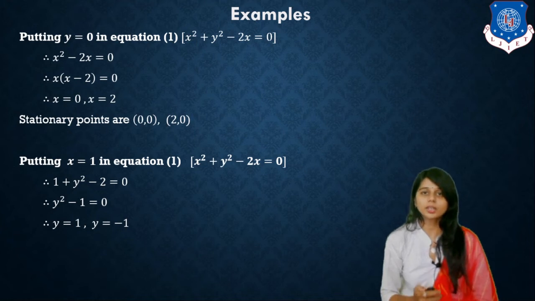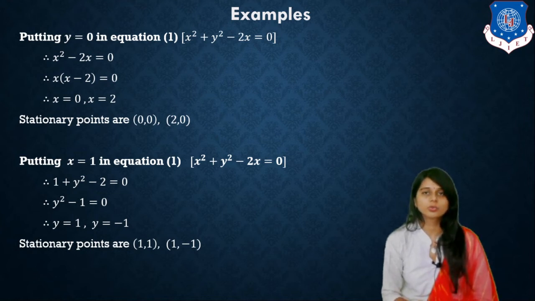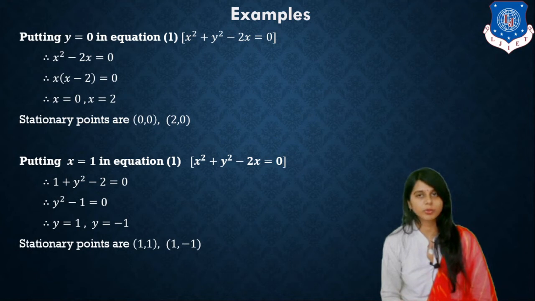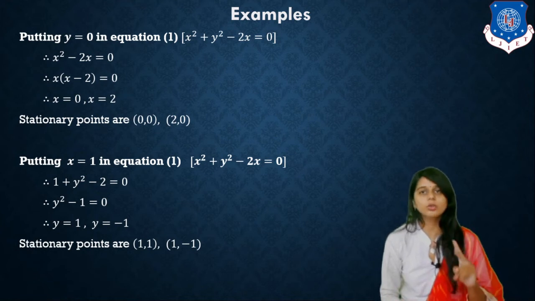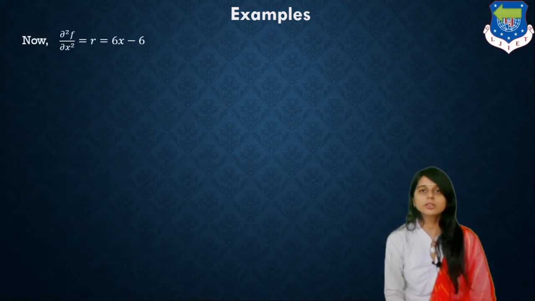Now we take x and y as stationary points. When x equal to 1, y equal to 1. When x equal to 1, then y equal to minus 1. So both are possibilities of the next stationary points. So we get a total of 4 stationary points: (0, 0), (2, 0), (1, 1) and (1, minus 1). Now check the values for the extreme value.